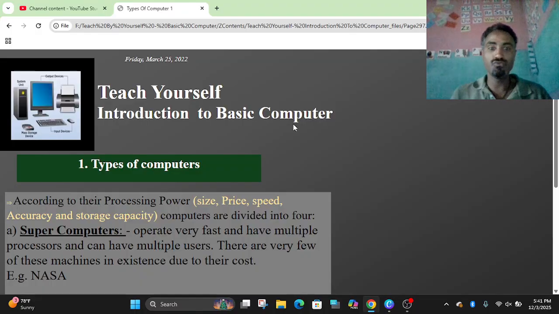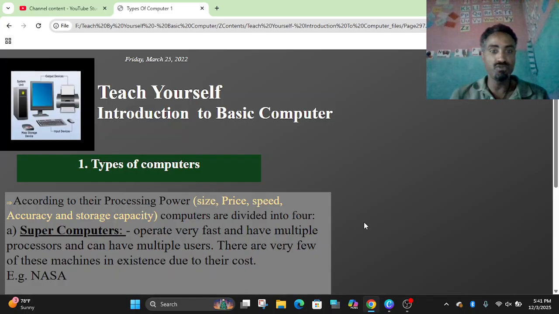I will continue the introduction on the second part, which is types of computers. We have a variety of computers nowadays. Throughout the world, we have generally 4 types of computers. What is the classification based on? According to their processing power, that means based on their size as a criterion. One computer differs from the other in price, and in the criteria of speed, accuracy, and storage capacity.